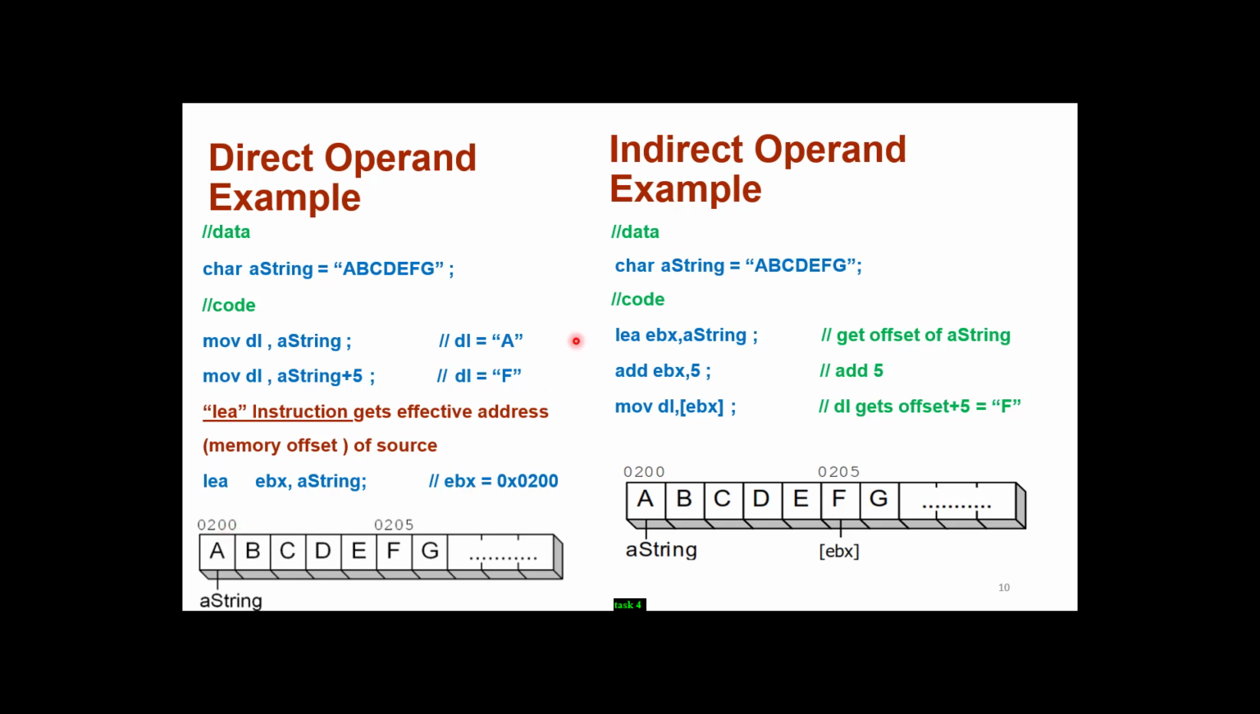Okay, over here load effective address of the string into BX, add to EBX 5, move EBX to DL. So I'm going to take the contents of the memory location specified by extended BX and put it into DL. So 0, 1, 2, 3, 4, 5. I'm going to take the value of F, put it into DL.